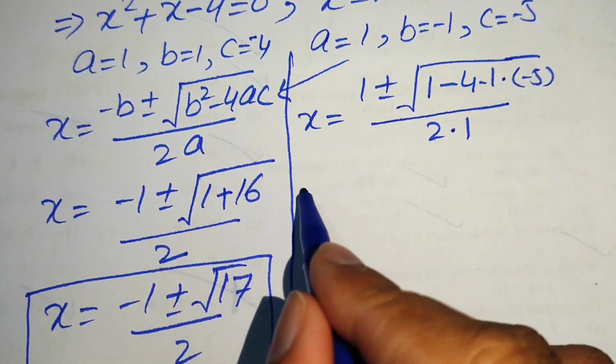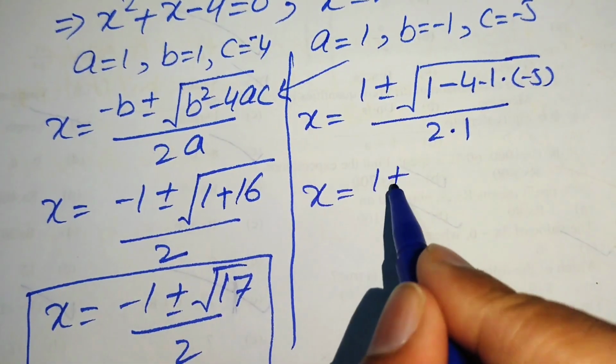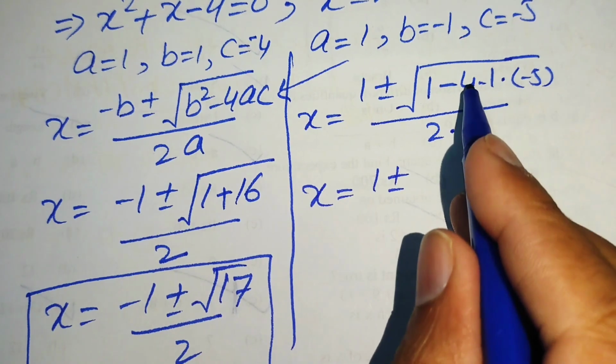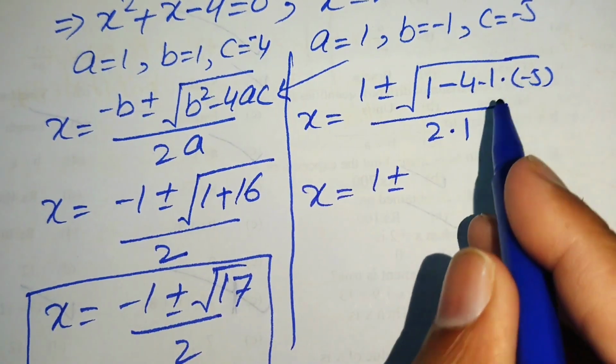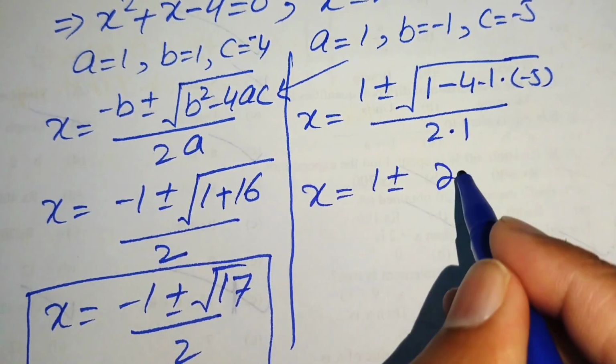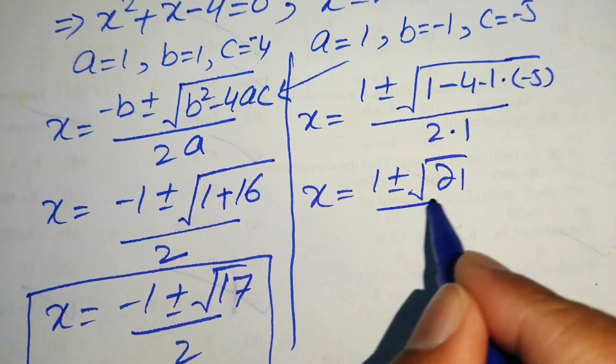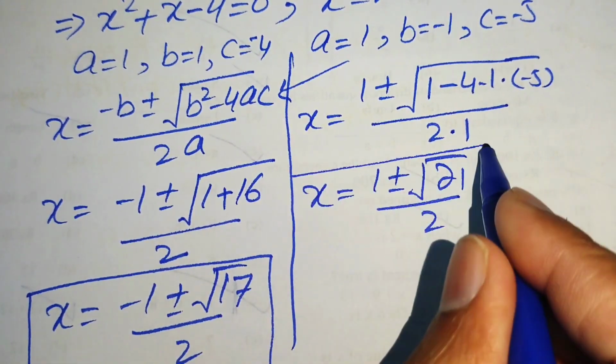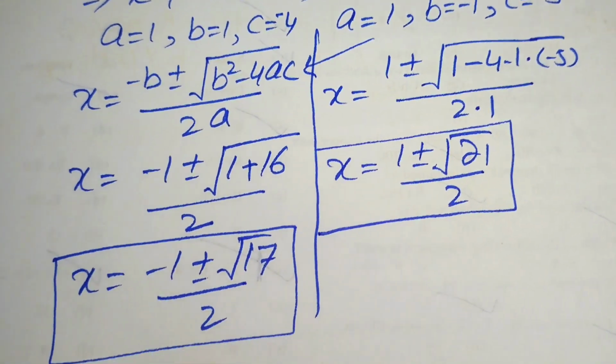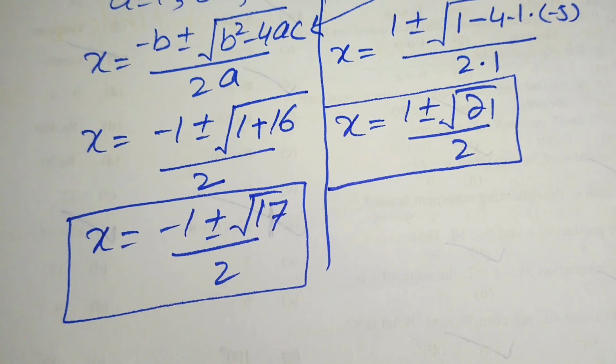So here we need more simplification. It is written as 1 ± square root of, this will become 4 times 5 is 20, and 1 plus 20 is 21, and it is divided by 2. These are the other two roots of the given equation, and these are the four roots of the given equation.